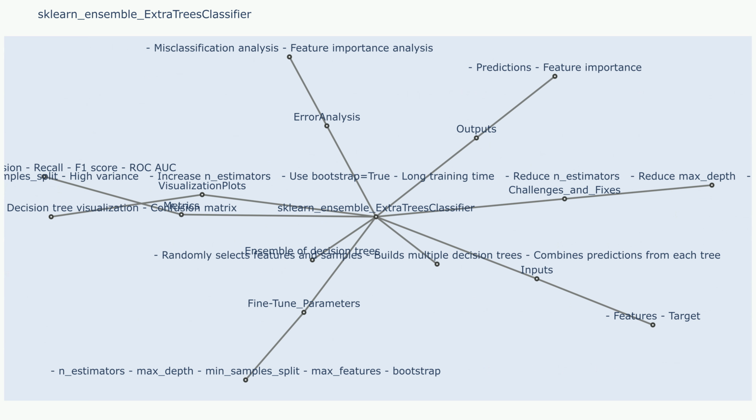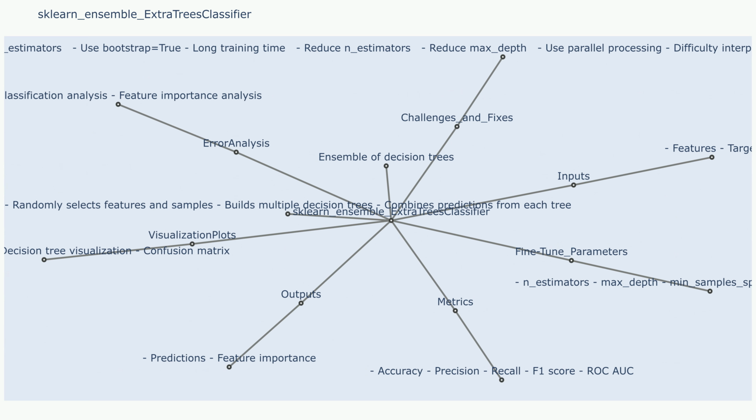Visualization plots: feature importance plot visualizes the relative importance of each feature in the decision-making process. Decision tree visualization plots the structure of individual decision trees in the ensemble. ROC curve plots the true positive rate against the false positive rate for different thresholds.